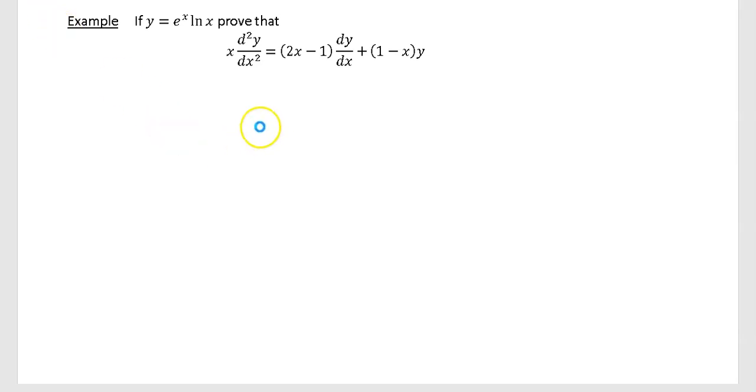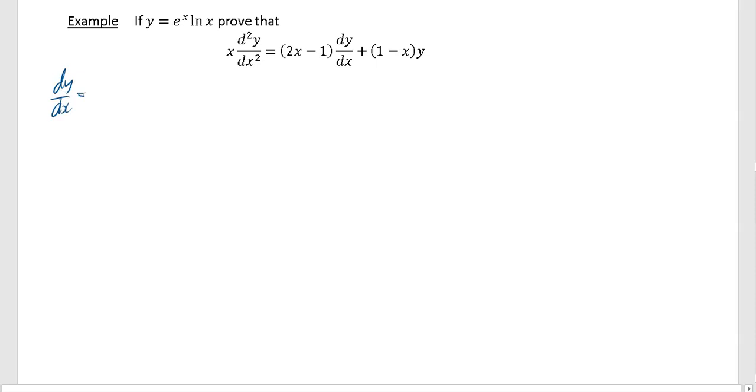Okay, to do this, what we're going to have to do is find, first of all, your dy by dx, and then once you've found it, you can find your d2y by dx squared, and then see if the left-hand side, so x times whatever you got for your d2y by dx squared, would work out to be the right-hand side, which is (2x minus 1) upon dy by dx plus (1 minus x) upon y. So we have a fair bit of work to do. Okay, first thing I'm going to do is get started doing my dy by dx.